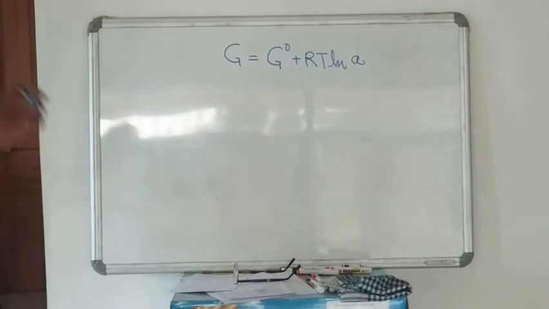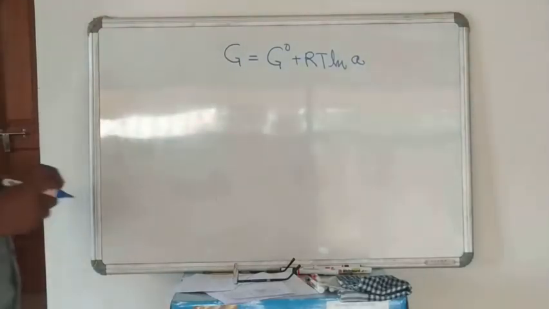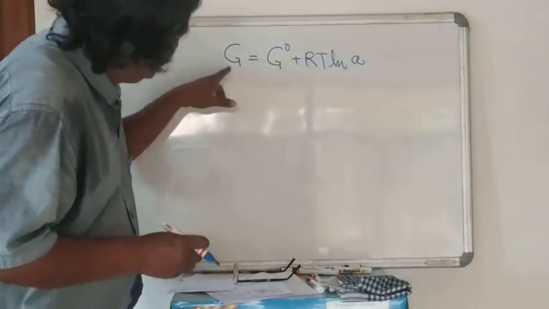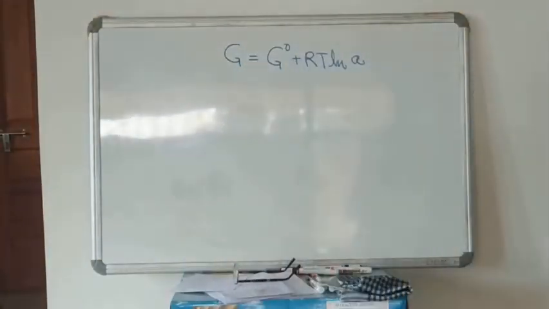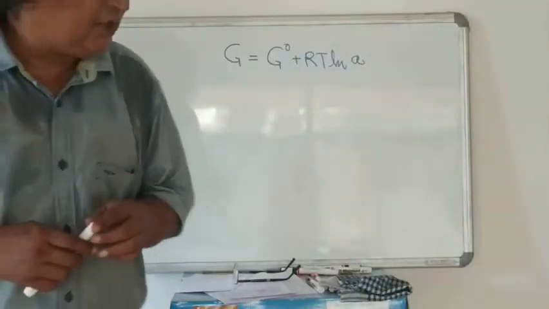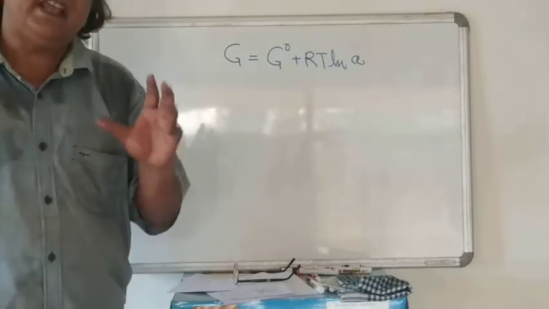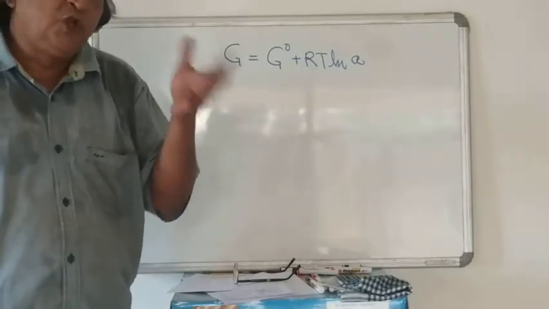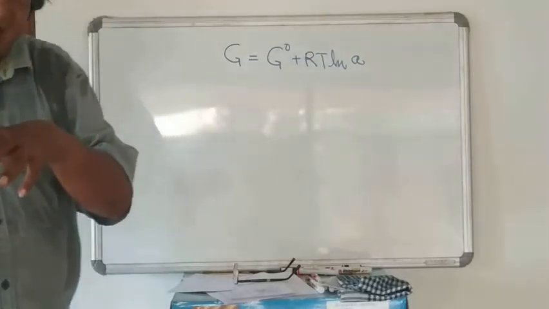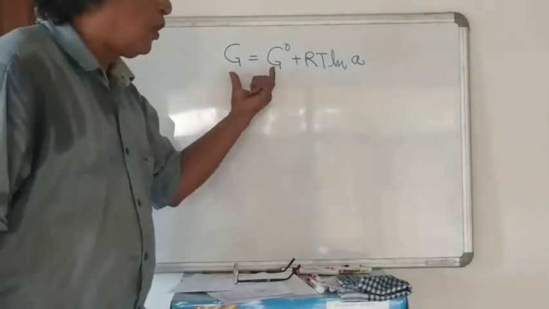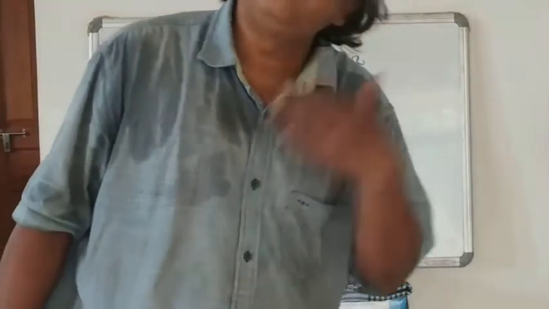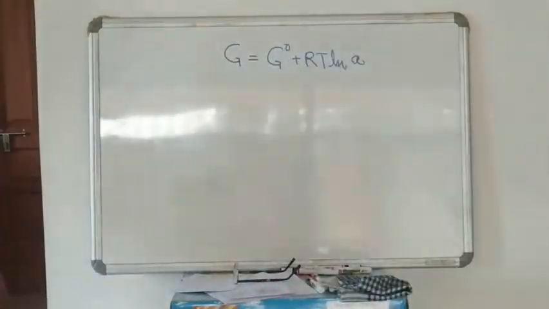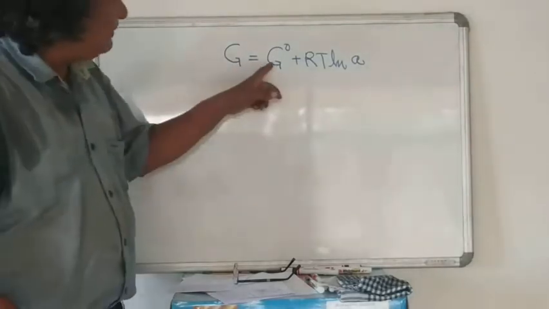Now, just to begin, the term G is called the Gibbs free energy. Why is it free energy? Because it's not the mechanical free energy. It is the energy that a system has which is not linked to its mechanical aspects. So this is called the Gibbs free energy. It's a chemical energy that is available for a system for reactions. So G is called the Gibbs free energy.